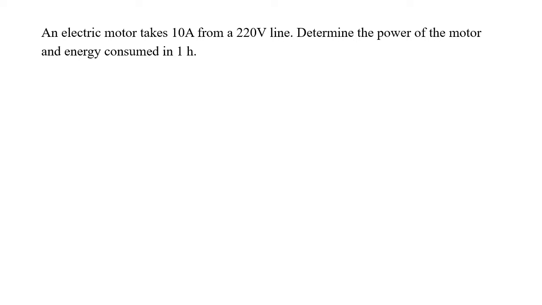Next we have an electric motor having current 10 ampere. The line voltage is 220 volt. We have to determine the power of the motor. So power is given as V into I. So that is 220 into 10. It is 2200 watt.